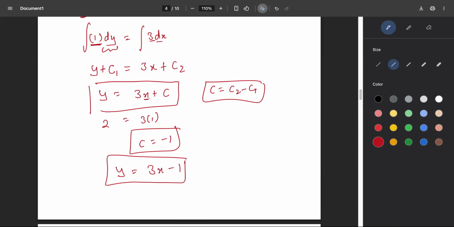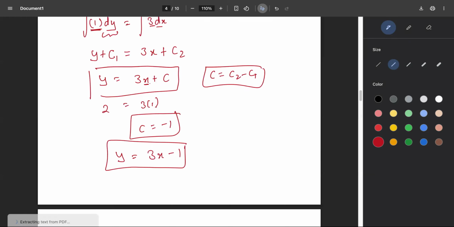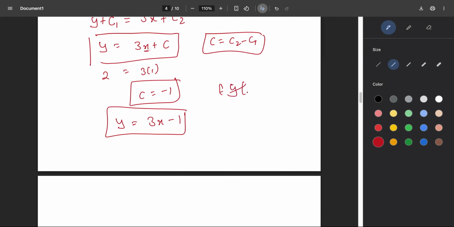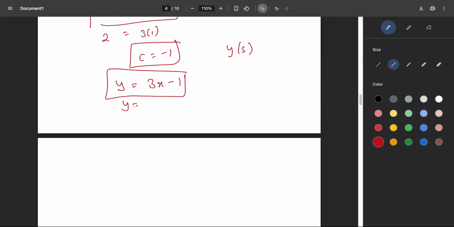Okay, sir, makes sense. Now you can see, if the question asks you to give the value of y when x is 5, I can simply get it. I will put 3 into 5 minus 1, which is 14. If the question says give me y when x is 10, I can do the same.